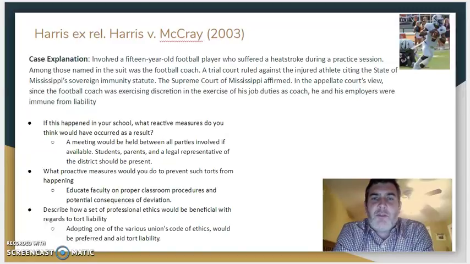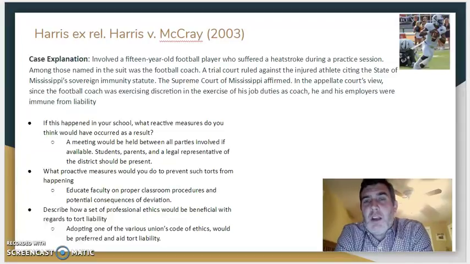What proactive measures would you do to prevent this? Educate faculty on proper classroom procedures, or in this case, proper procedures for coaching, and knowing when to give water breaks, and knowing when to provide athletes with breaks, especially if it's that hot out. Professional ethics, once again, adopting various unions' code of ethics. Preferably, I'd probably look at the NEA's code of ethics and how they would proceed.